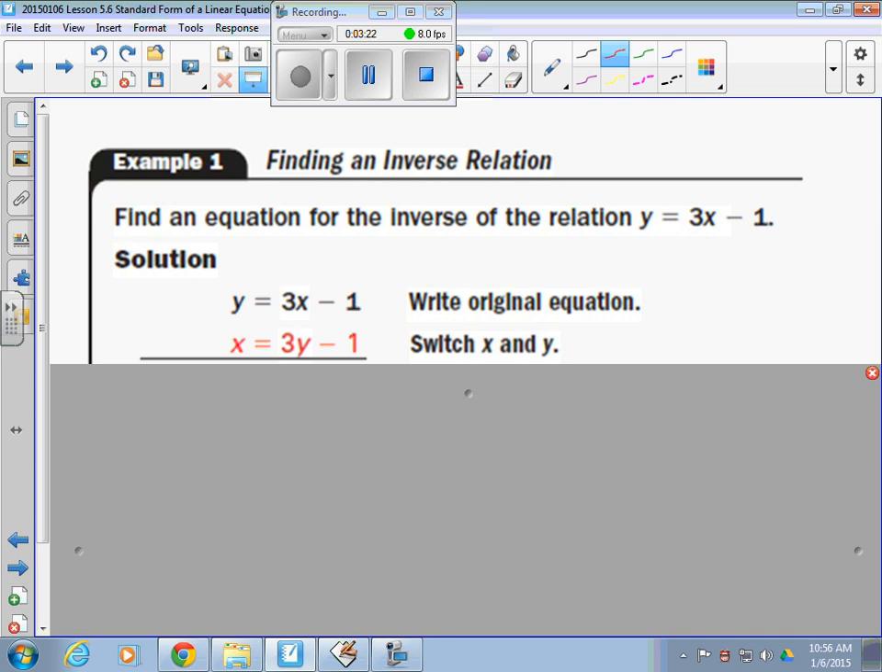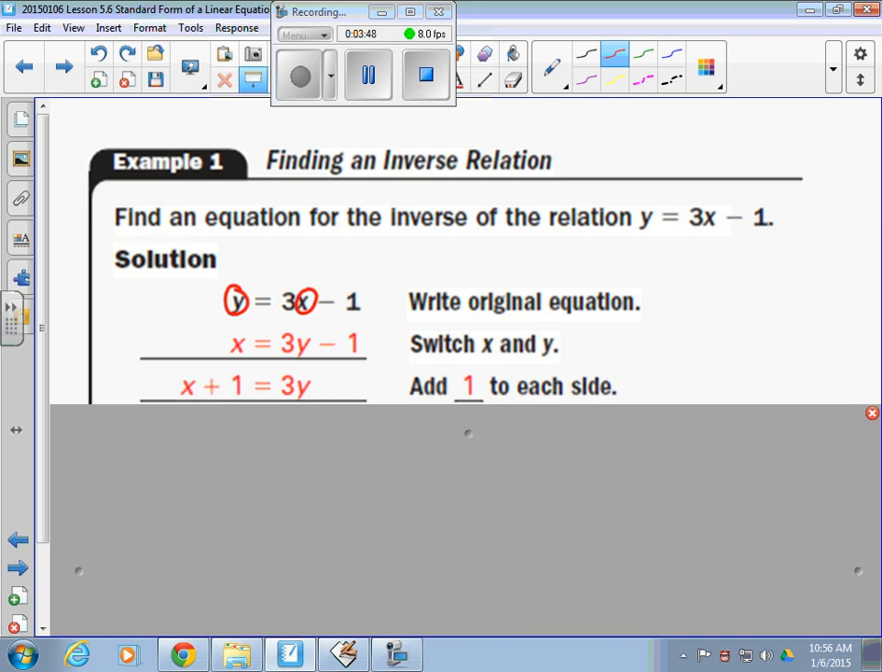Okay, example number 1 is finding an equation for the inverse of the relation y equals 3x minus 1. The first thing you want to do is take x and y and swap their positions. That'll be the thing you'll forget to do once you start doing all this because it's real easy to forget. Switch their positions. Notice on line 2, it says x instead of y is equal to 3y instead of x minus 1. After that, then just solve for y.